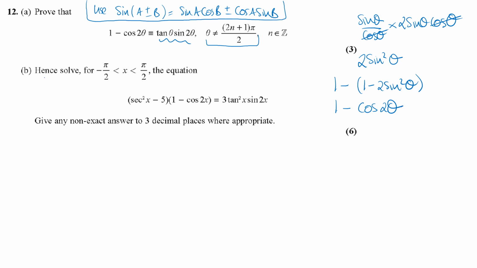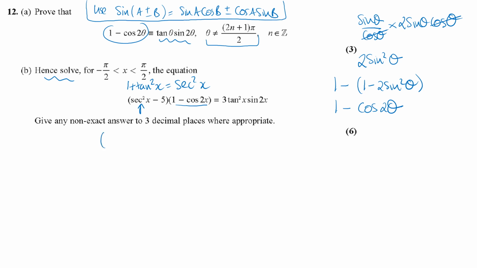Now part B, when it says hence solve, that means that you must have to use some of the information that you've got from part A to help you solve this equation that you've got in part B. So we can see that we've got the 1 minus cos 2 theta and we've got a 1 minus cos 2x, so we can replace that with the tan. Now because tan's involved and here we've got tan squared, I've got a feeling that if we replace sec squared using our Pythagorean identities, sec squared is 1 plus tan squared. So if we replace that for the sec squared, the 1 and the minus 5 will make minus 4.